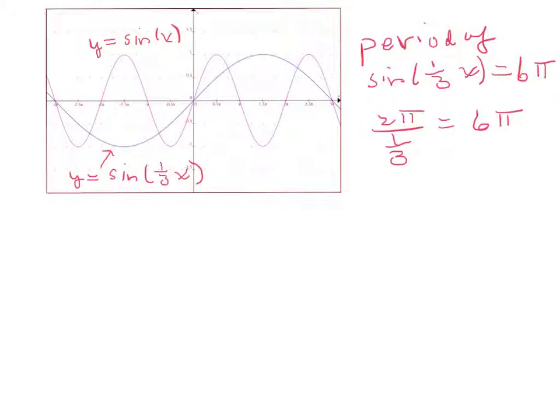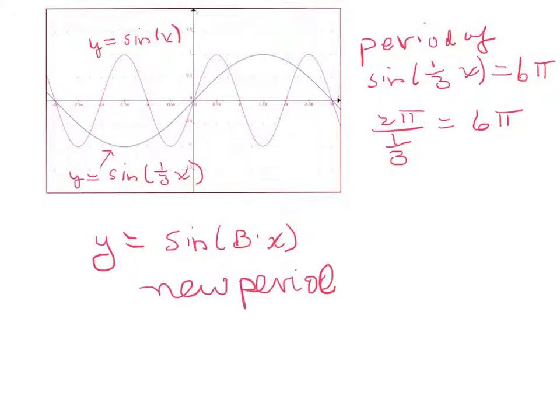And so that's our rule, that if we have y equals the sine of b times x, the new period is equal to 2 pi over b. And so what we get when we multiply by this b is we either stretch the graph horizontally or compress it horizontally. And it's all determined by b and this formula. Okay, got one more thing to look at.